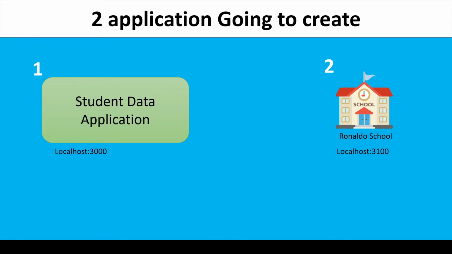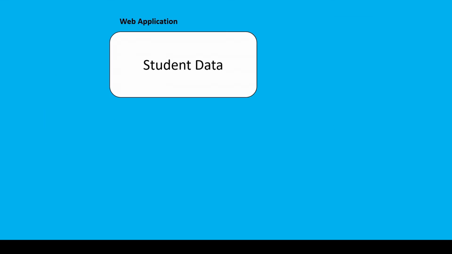In this whole video we are going to create two applications. The first application will be our main application, which we are going to name the student data application. After that, we are going to create another application, the school application. We are going to create only one school, which we can name Ronaldo School.